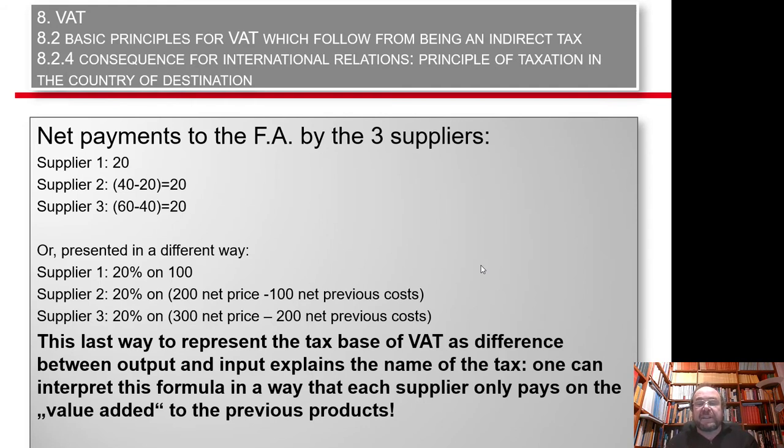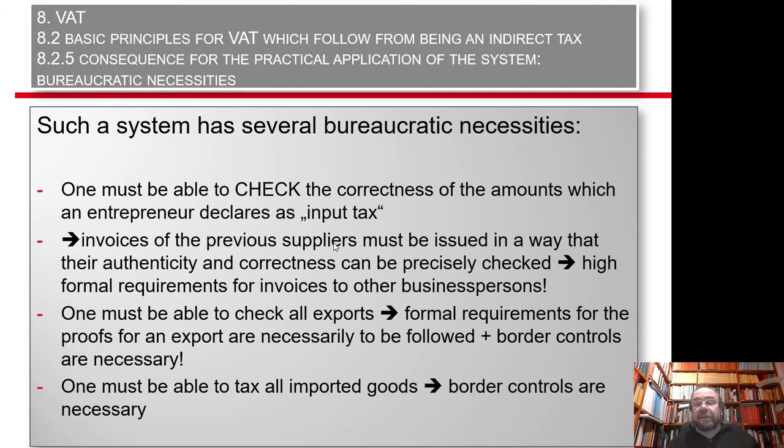Because when you look at these differences, every supplier effectively only pays an amount on what he added to the value of the previous goods or services. That explains why, instead of turnover tax, there is also an official denomination of the tax as value added tax, although in reality and technically it is a tax on the total turnover, the revenue from sales of an enterprise.